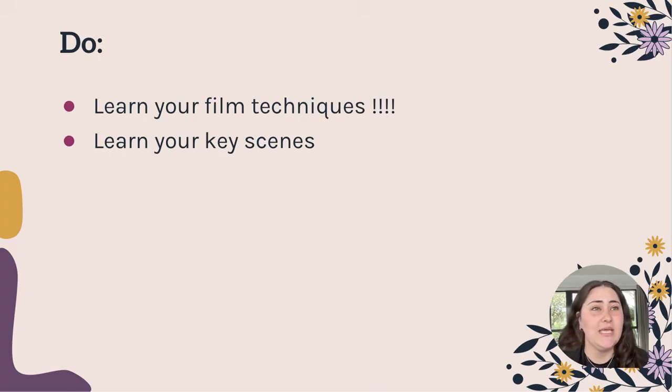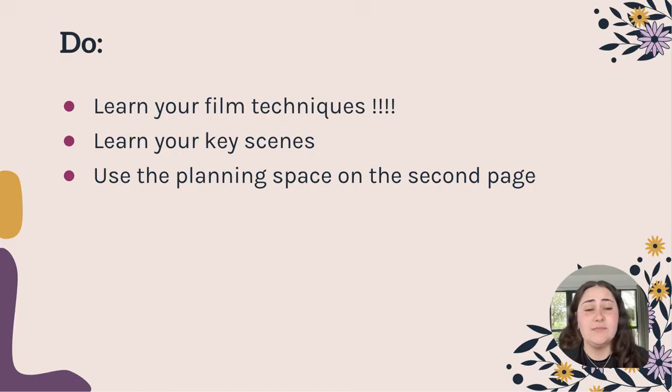You need to learn your key scenes, ideally off by heart, but you should be able to recall and recite at least 4 film techniques per scene and only about 2 scenes. We'll get into that a little bit later as well. It'll make more sense. Use the planning space on the exam page properly. Utilize all the space that they give you. This space isn't marked, but it's really helpful for you later on in your essay.